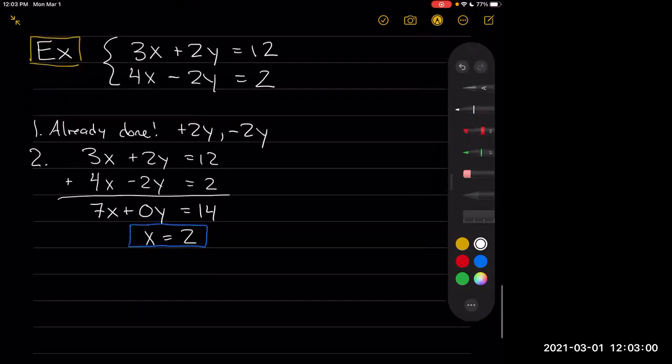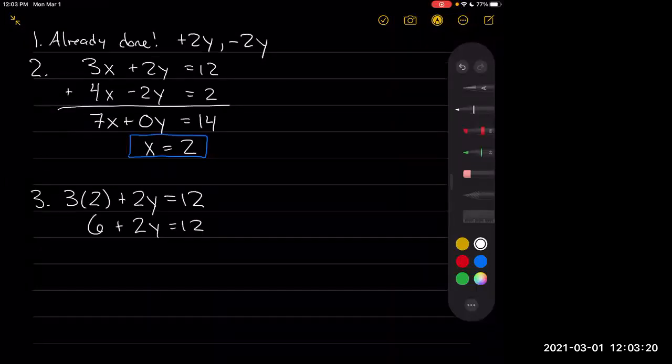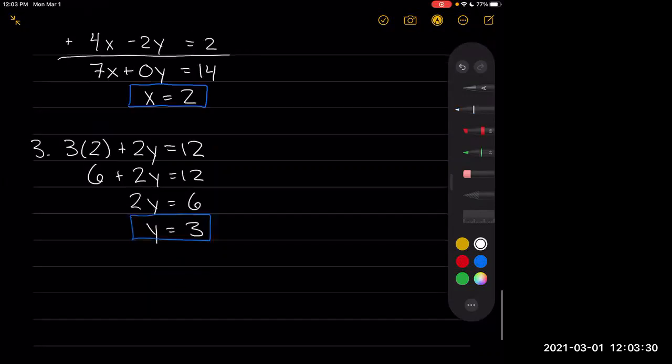And now doing step 3, I'm going to plug it into the first equation. So we're going to have 3 times 2 plus 2y equals 12. So then we get 6 plus 2y equals 12. If we subtract 6 from both sides, we get 2y equals 6. Divided by 2, we get y equals 3. So our solution is (2, 3).